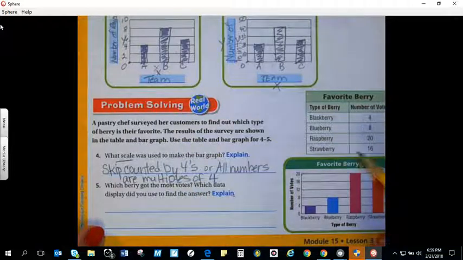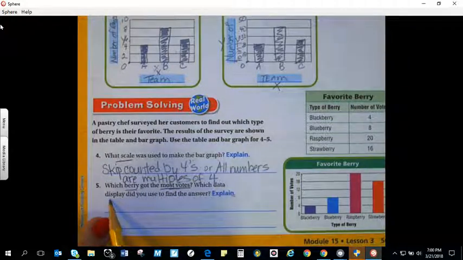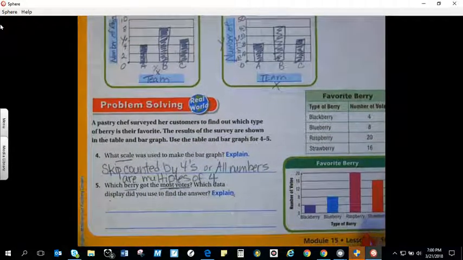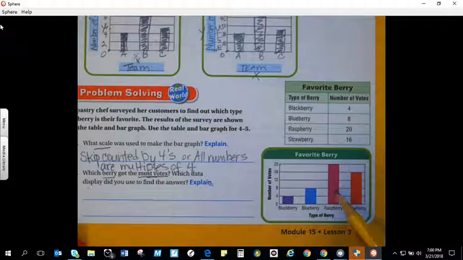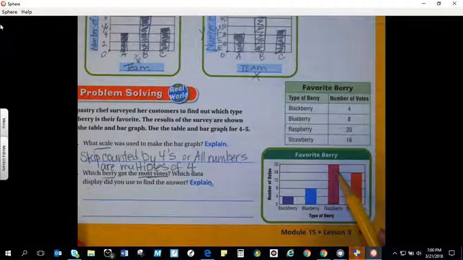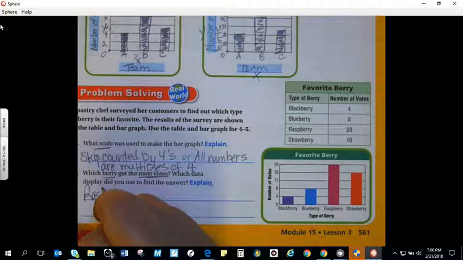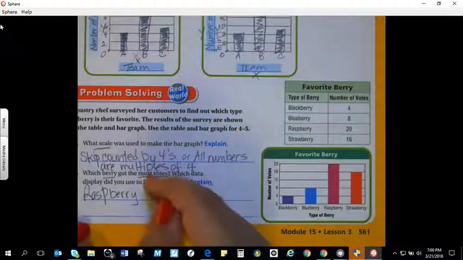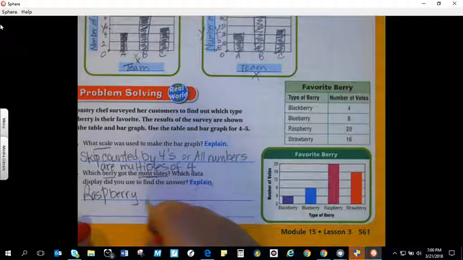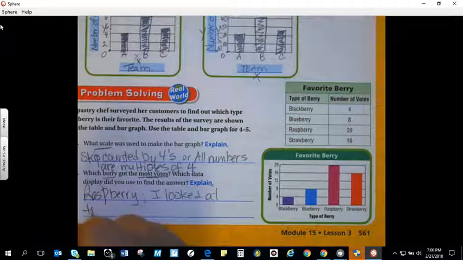Okay? All right, which berry got the most votes? And which data display did you use to find this? So which one are you using to find it? So I'm looking here at my bar graph, and I can see the tallest one is raspberry. So I know that the raspberry received the most votes, and I looked at the bar graph.